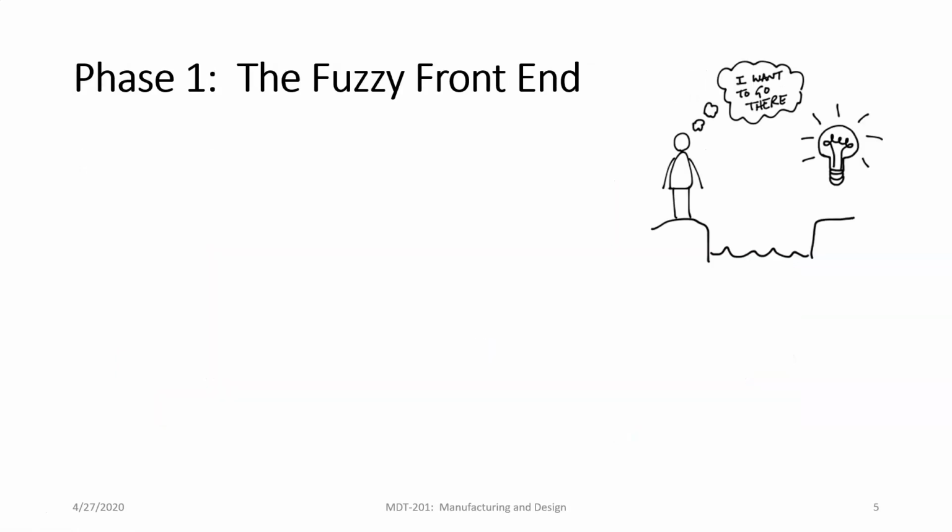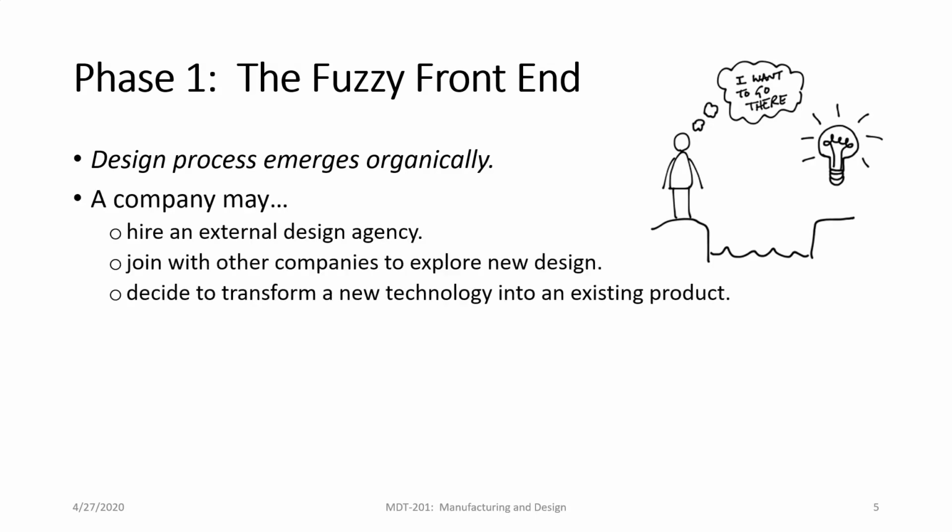Okay, so let's look at what happens in each one of these phases. In phase number 1, the fuzzy front end, we have a problem and we have to find a solution to it. The design process emerges organically, right? From this point, there's a lot of talking and a lot of thinking and a lot of sketching of ideas. The company may hire an external design agency to handle this design. They could join with other companies to explore a new design, or they can decide to transform a new technology into an existing product.